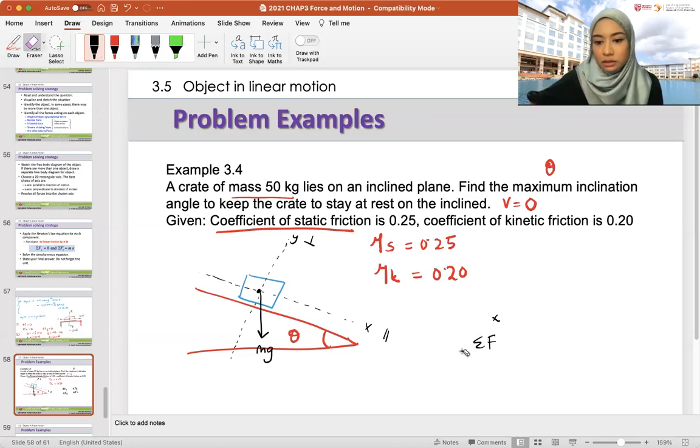Alright, so that is your information. Now we want to resolve our mg. No, first we need to label all our forces acting here. So our crate is touching a surface, therefore it would have what force?